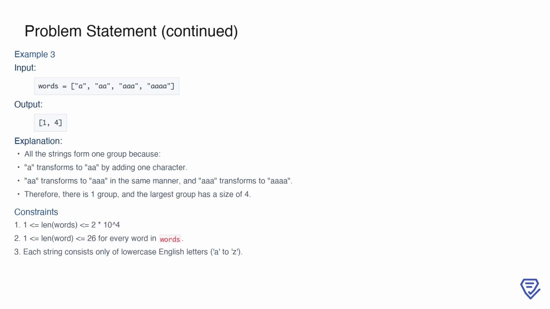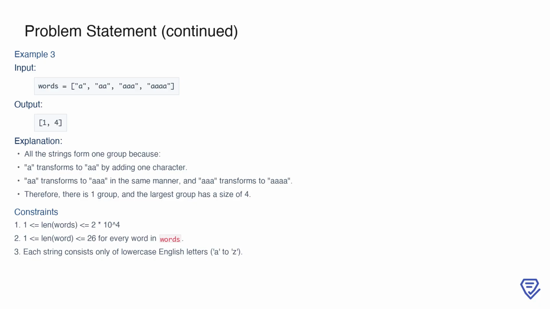Now let's consider the third example, where the input is words equals a, AA, AAA. In this case, all the strings belong to a single group. The transformations occur as follows: A transforms into AA by adding one character, AA transforms into AAA in the same way, and AAA transforms into AAA. Since all the strings are connected through these transformations, there is only one group, and its size is 4.